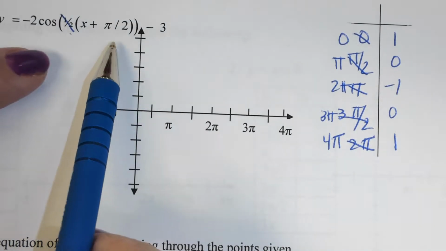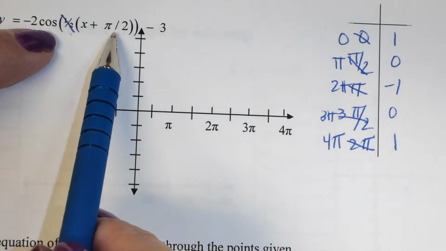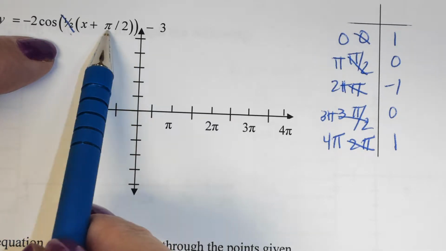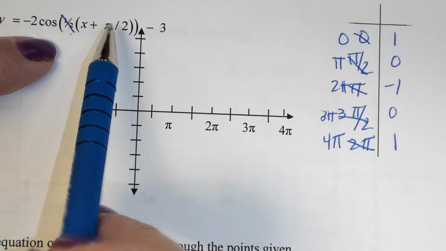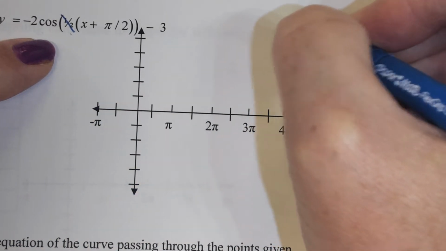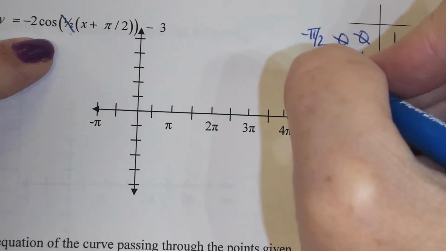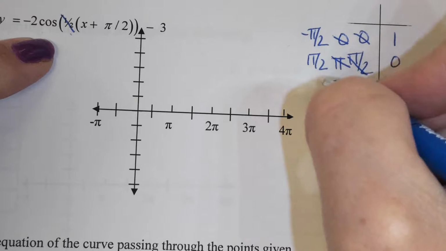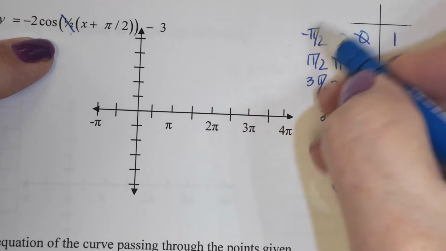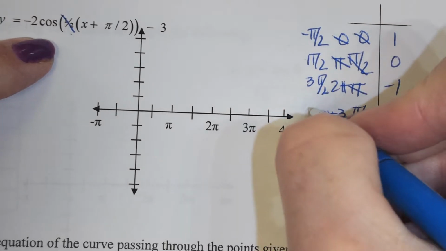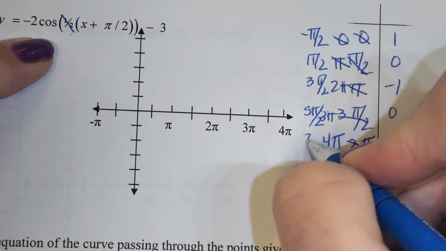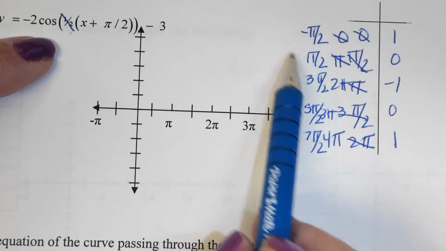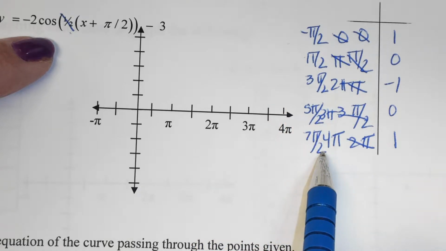Okay, still working on the x's. Multiplication happens before addition, so I want to do that first. What is this going to do then? Shift it to the left. Pi over 2. And I can see a pattern developing now. So look, negative 1, 1, 3, this is going to be 5, 7. You should be able to do that quickly if you look for patterns as you're going. These are always evenly spaced, 5 points.